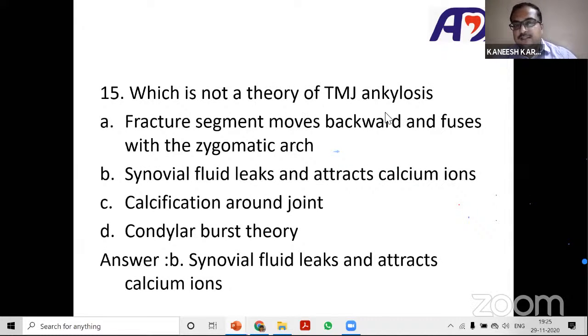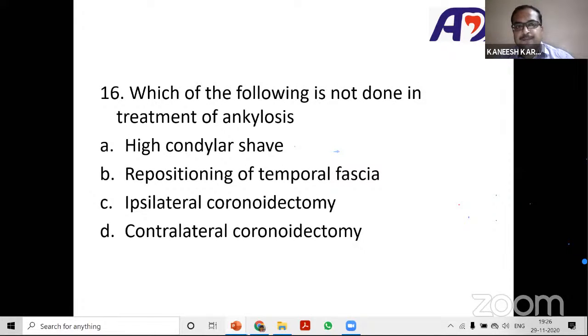Okay. What is the etiology of TMJ ankylosis? When there is a condyle fracture, it moves backwards and it can fuse to the zygomatic arch. In a huge ankylotic mass, it may be fused with the zygomatic arch. There is calcium around the joint. But the synovial fluid leaks and attracts calcium ions is not a theory for TMJ ankylosis.